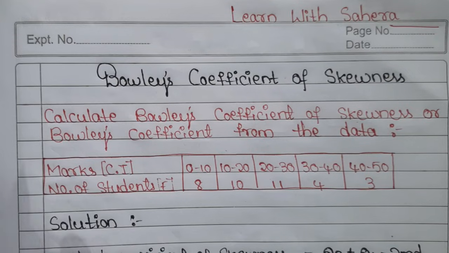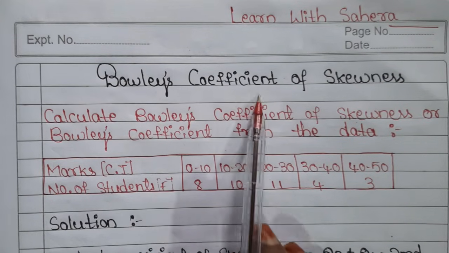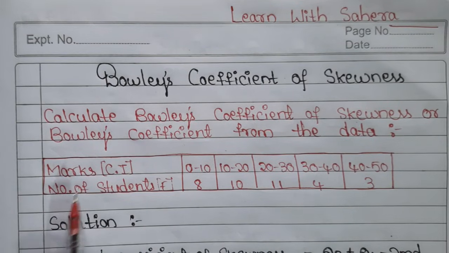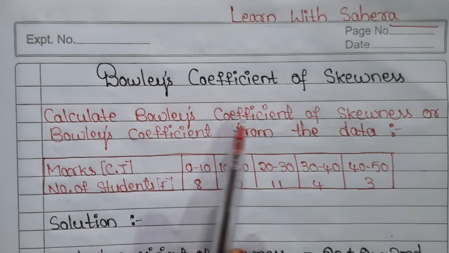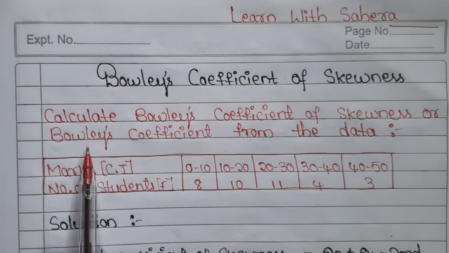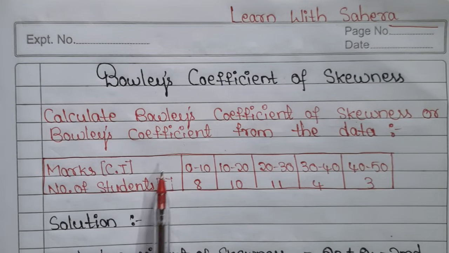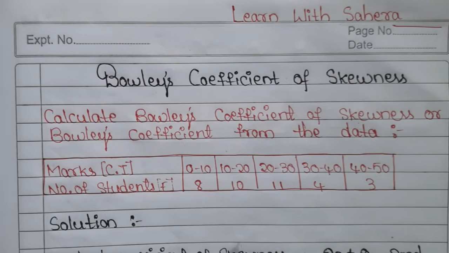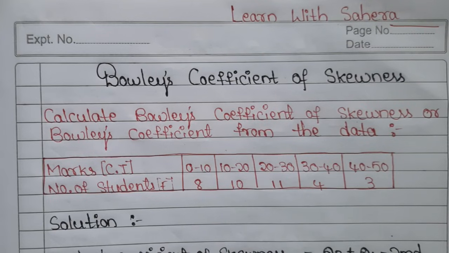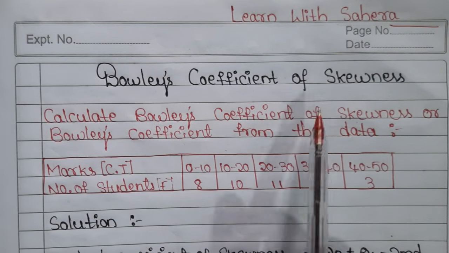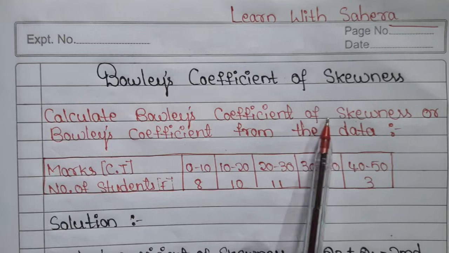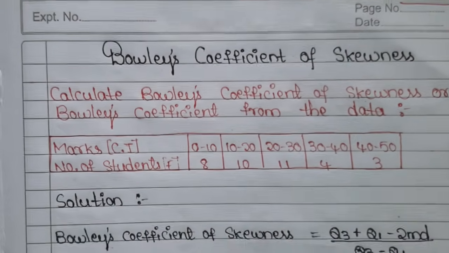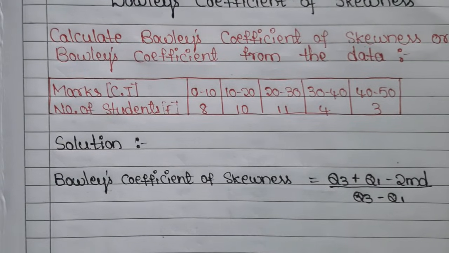Okay, so keeping this aside, let us go with our explanation of Bowley's coefficient of skewness. In your examination there will be a question like this. They will be asking you to calculate Bowley's coefficient of skewness, or Bowley's coefficient, or to calculate measures of skewness. Whatever they ask you, whether just skewness, Bowley's coefficient, or measures of skewness, you have to do the same solution that I'm showing in this video.